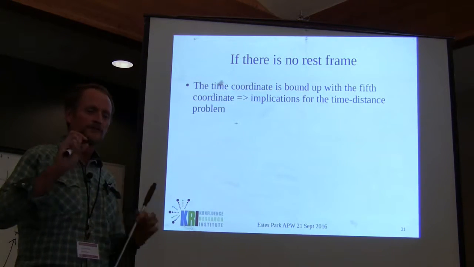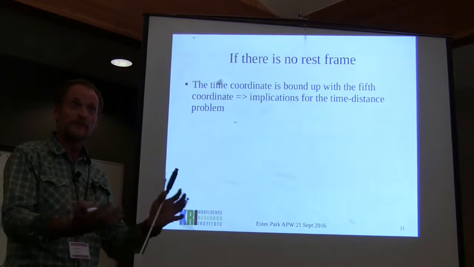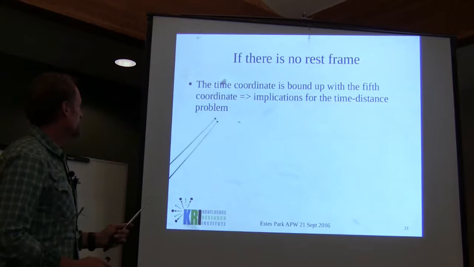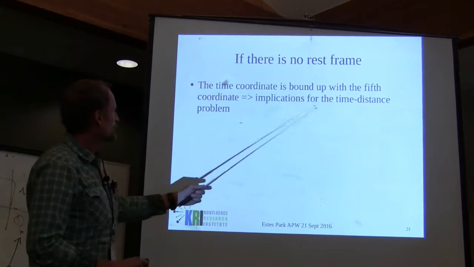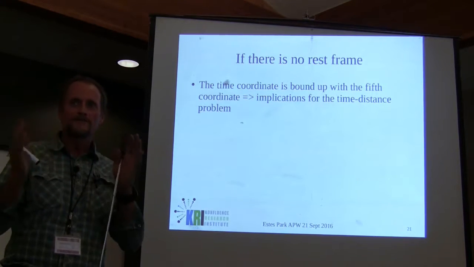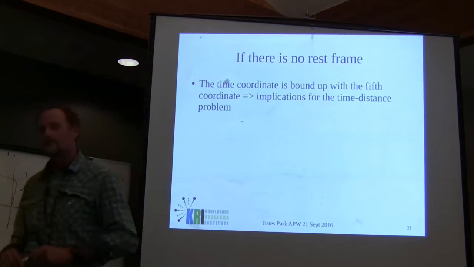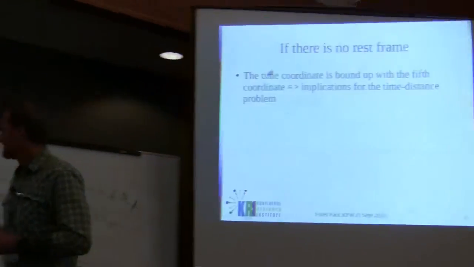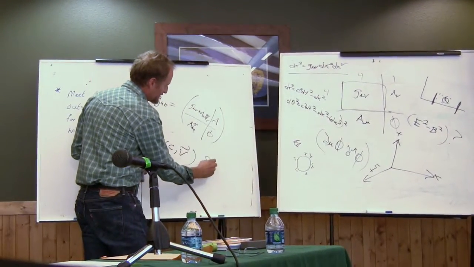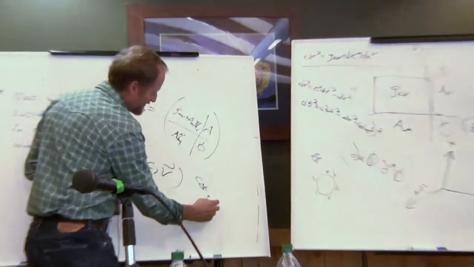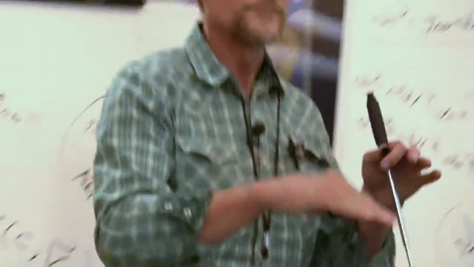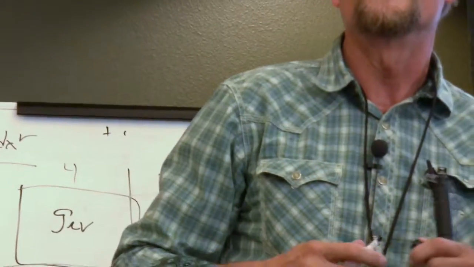The other one is nice for an experiment to prove something that's not predicted in the existing theory. But if there is no rest frame in the fifth dimension, then the time coordinate is bound up with the fifth coordinate. And perhaps what we've called the time coordinate all along for charged particles had this extra piece. So we sort of have c delta t plus our delta x5 that is constant, or sets the rest mass, if you will.